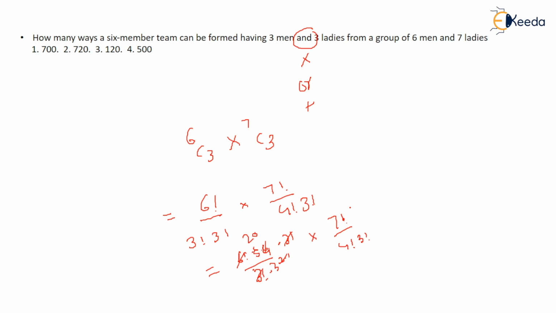So 7 into 6 into 5 into 4. So the 4s get cancelled. 3 factorial means 3 into 2 into 1. So 20 into 30, when you do it, comes out to be 4 into 5 into 4, 20. And this comes out to be 35. 7 into 5, that is 35. So 20 into 35, when you do it, comes out to be 700. So 700 is your answer. So the first is the right answer.